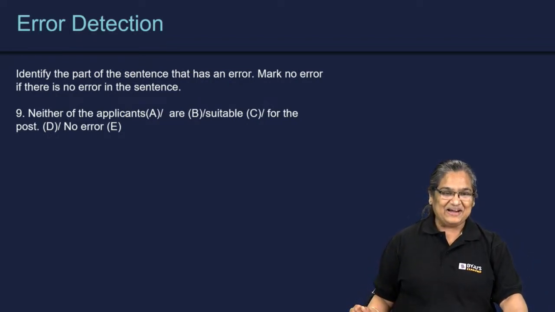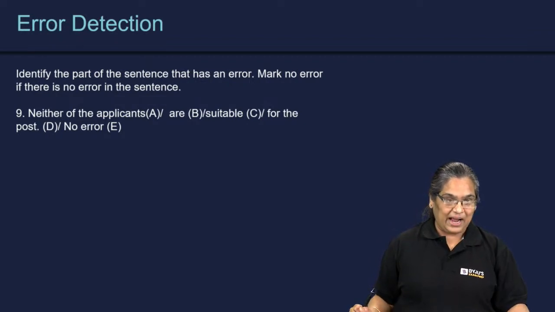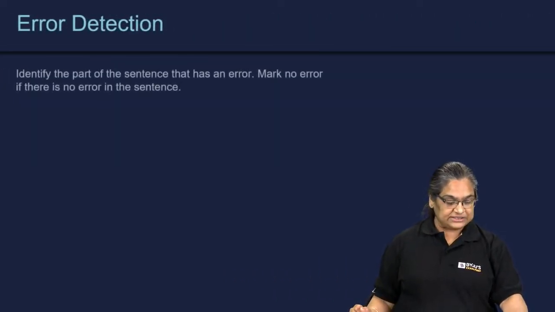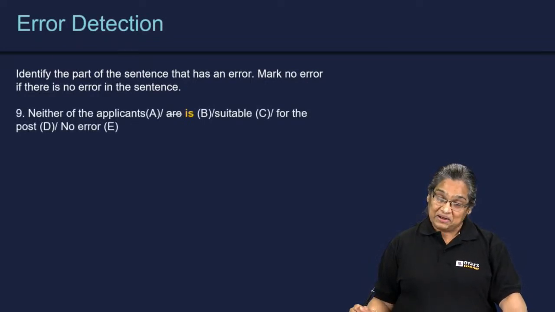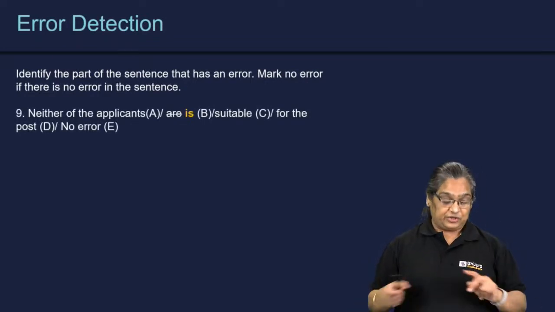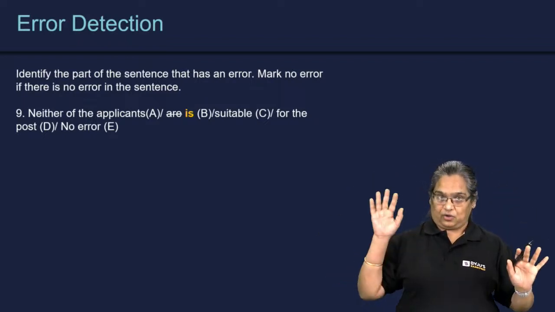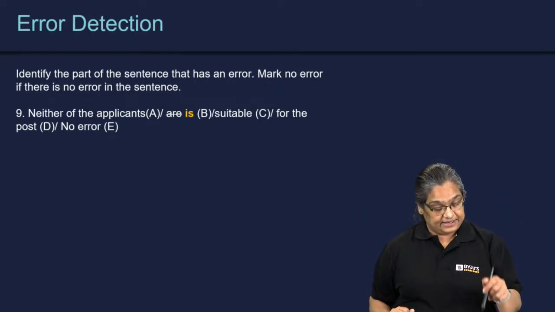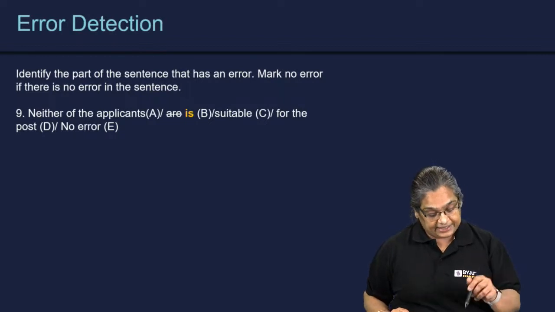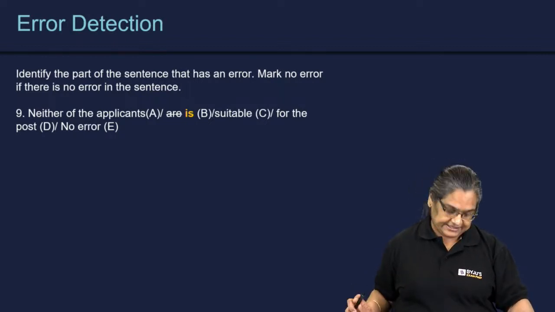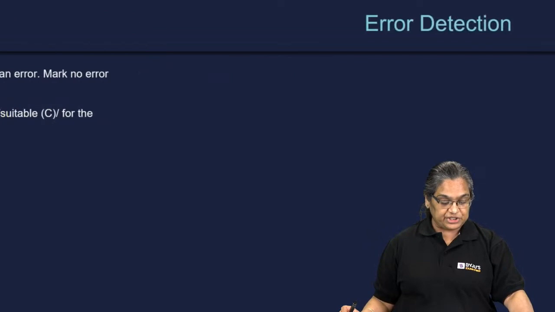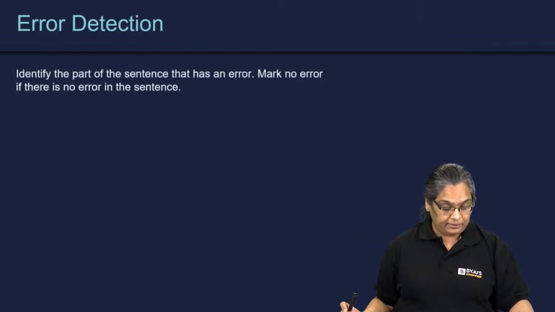All right. Okay, 9B. Why? Because neither here is the subject. Either and neither are always singular when they are the subject of the sentence, not when it is neither nor, either or. But here neither is the subject and that is always singular, so it is. Excellent. Last question in error detection, our topic 1.